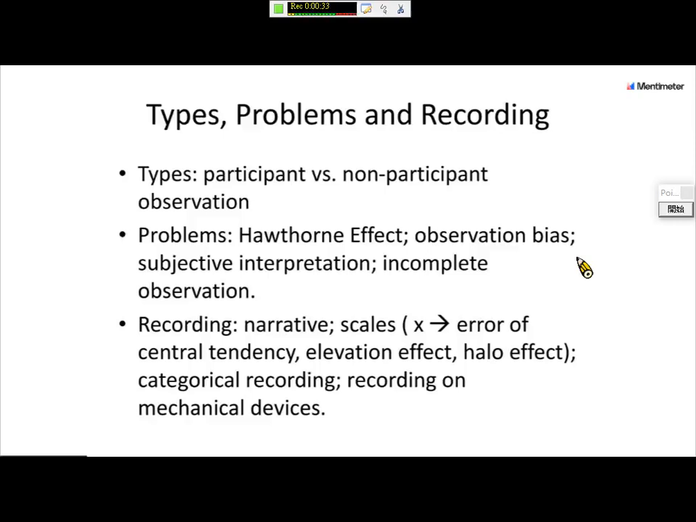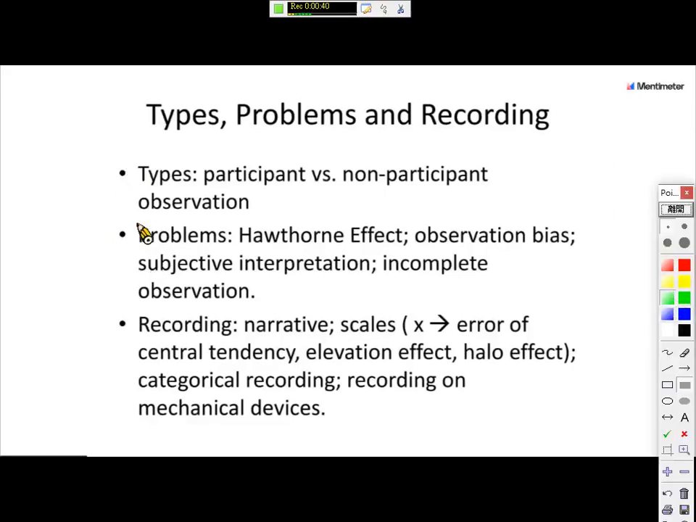But observation always comes with problems. What are the possible problems we can think of? For one, think of this: the Hawthorne effect. The Hawthorne effect is related to a very simple theory. That is, when people know that they are observed, their reactions will be twisted, will be biased, will be very strange. It comes out from an experiment.